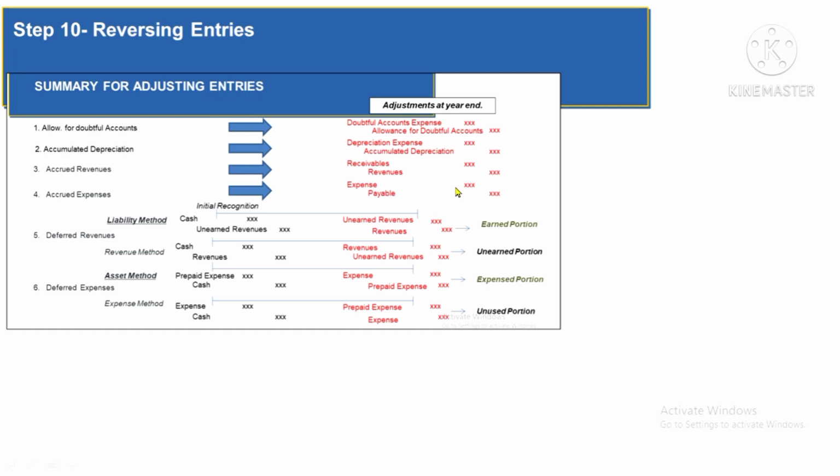So let's start with the doubtful accounts expense. The doubtful accounts expense should have no reversing entry, or should not be reversed, as well as the depreciation.